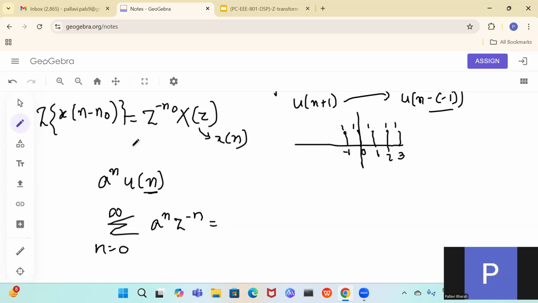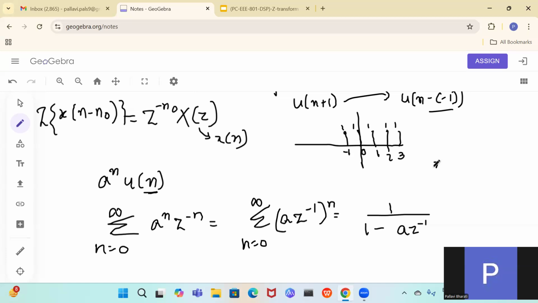Now after this, what we are going to do is we will take inside together a into z to the power minus 1, whole raised to the power of n, n equals 0 to infinity. After this, the first term, when you put 0 over here, that a into z to the power minus 1 whole raised to the power 0 will give you 1. 1 by 1 minus a z to the power minus 1. We have already done this. See, first term will be 1, second term this one, the third term will be this one. This way it will go on. So it is again a geometric sequence.